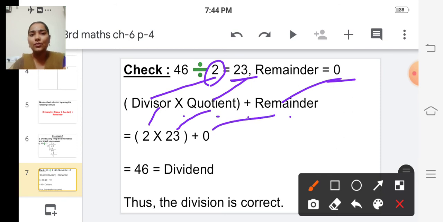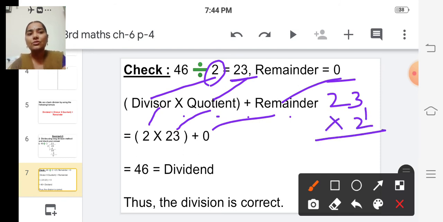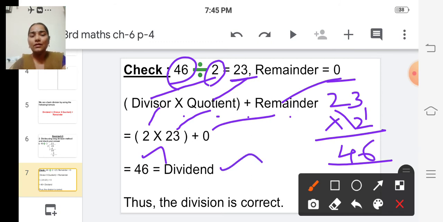The remainder is 0. So multiply 23 into 2. So 3 2s are 6 and 2 2s are 4. 46. So 46 is our dividend. So we get the dividend as the answer. So thus the division is correct.